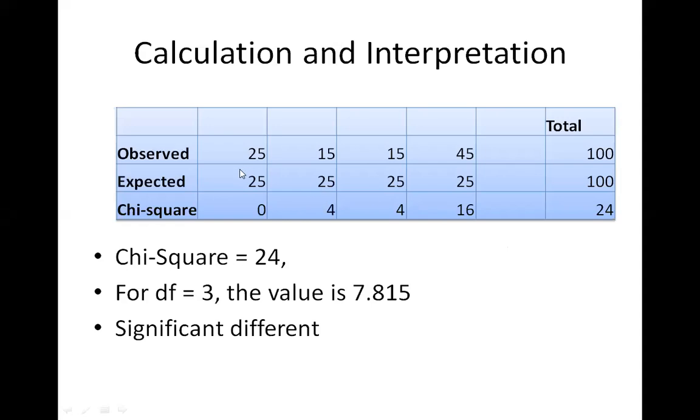So the next step is, this is our table. These are the observed frequencies: 25, 15, 15, 45, and these are the expected frequencies. 25 corresponding to this 25, they are matching. 25 with this 15, not matching. 25 with this 15, 25 with this 45. So whether there is fit between the observed and expected frequencies, we need to calculate the chi-square.